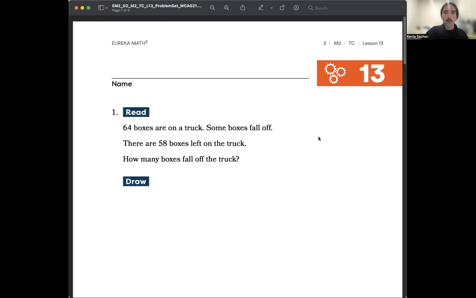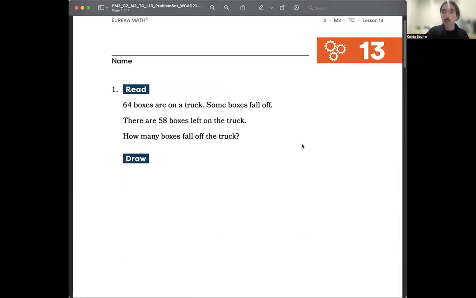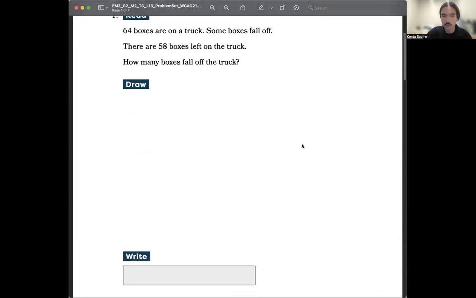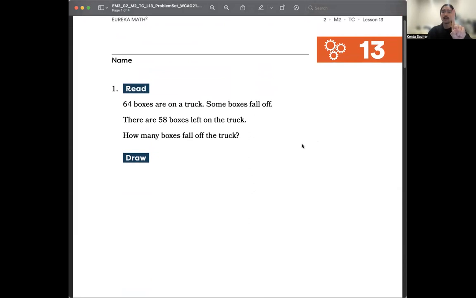So we're going to use those similar ideas here in today's problem. What I want you to do now is open up your workbooks to page 111. Today's lesson, as we start our subtraction, is focusing on some word problems. So we're on page 111.